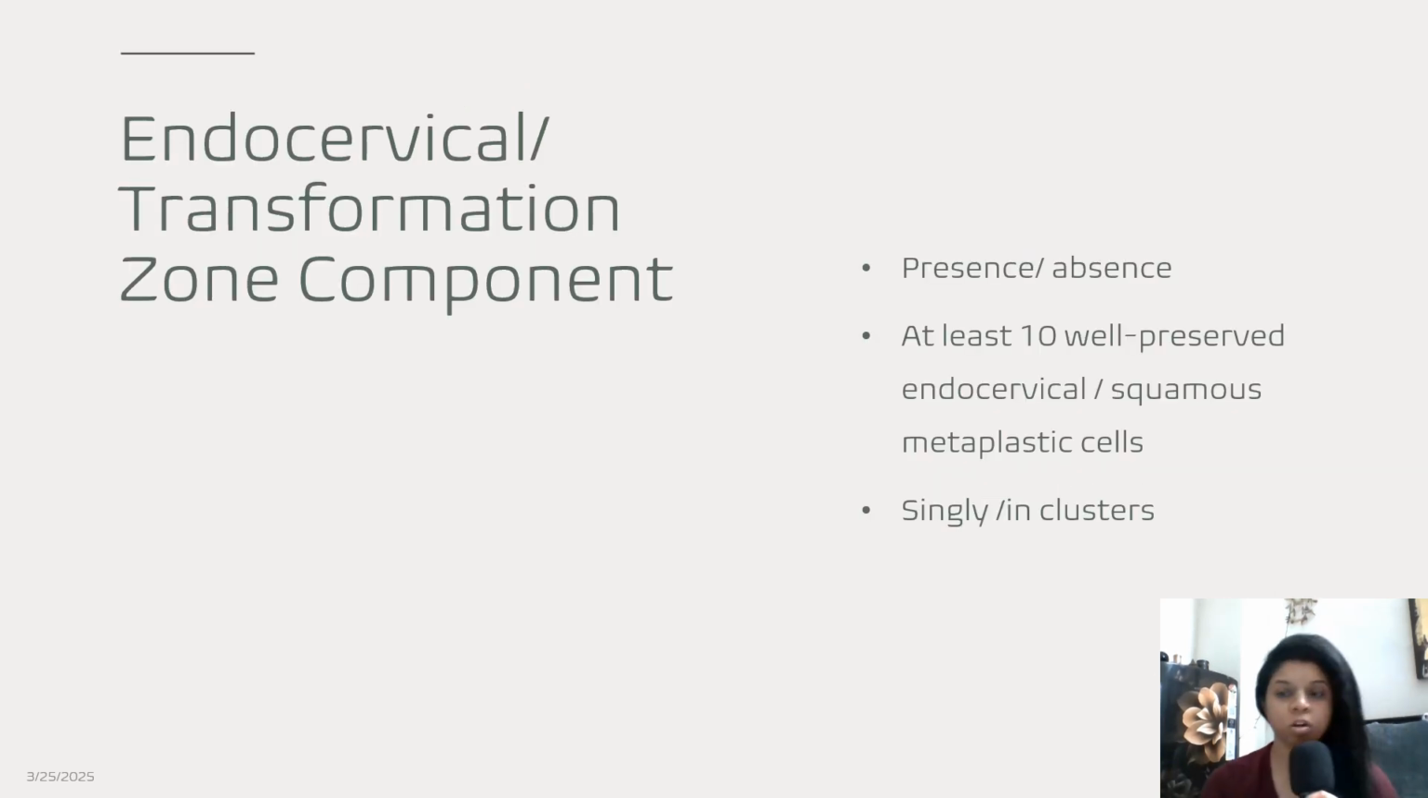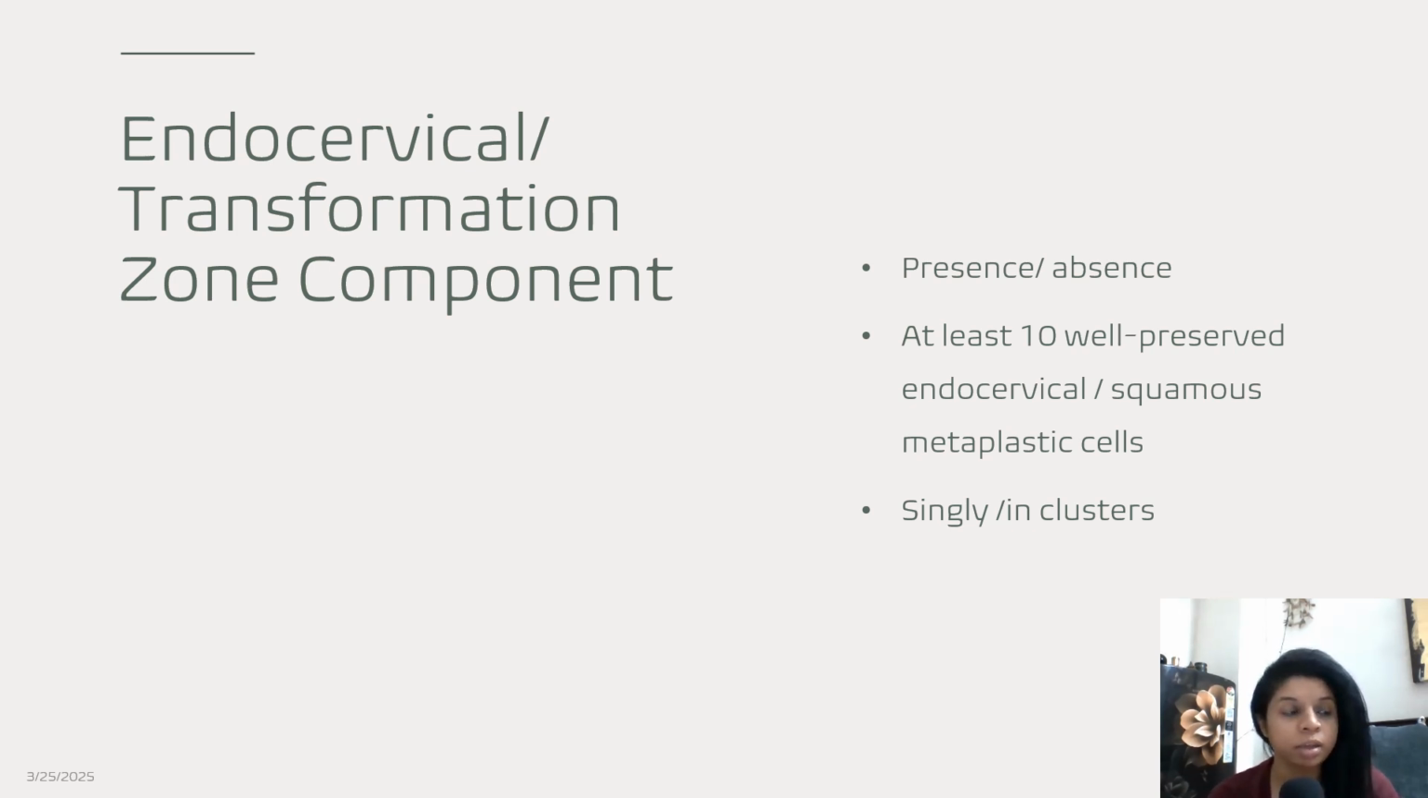Now, endocervical or transformation zone component. Okay, in the previous Bethesda system, it was a criterion to include an endocervical or transformation zone component, that is either endocervical cells or squamous metaplastic cells, to tell that the pap smear is adequate. But now in the Bethesda system, it has been removed because in some of the studies, it was found that people who don't have an endocervical or transformation zone component have a higher chance of high grade lesions or squamous intraepithelial lesions.